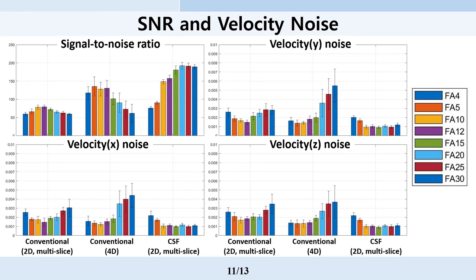Sequence comparison at each optimum flip angle shows that the SNR of the CSF sequence gives a 140% increase over the conventional 2D sequence, and the velocity noise of the CSF sequence also gives a 33 to 47% decrease compared with the conventional sequence. With the result of this new sequence for CSF flow measurement, we are expecting to evaluate the feasibility of in vivo CSF flow measurement and investigate the effect of abnormal CSF flow in disease as a future study.